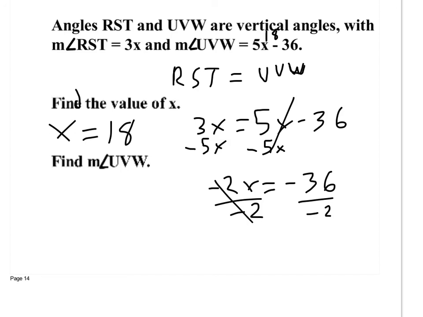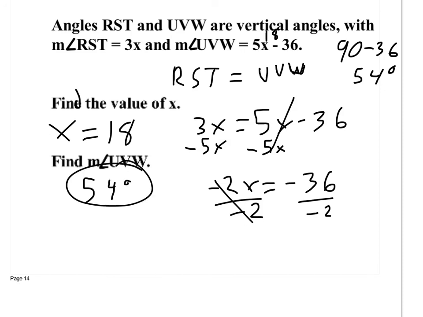5 times 18 is 90. 90 minus 36 is what? 54. So UVW is 54 degrees. I can check it by seeing what RST is, because they're equal to each other. So 3 times 18, does anyone know what that is? 54. Alright, it's 54, so they must be the same.